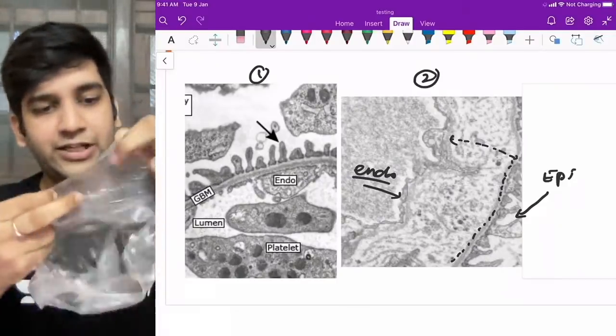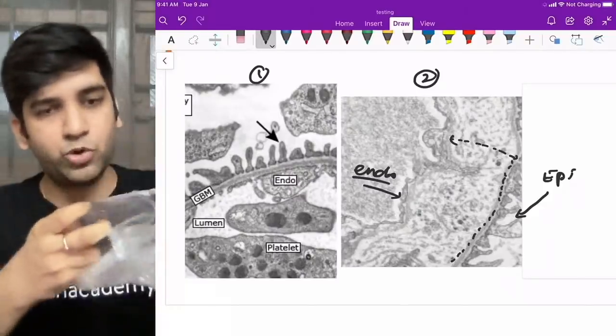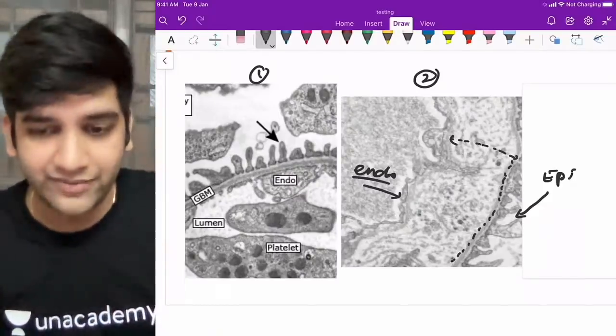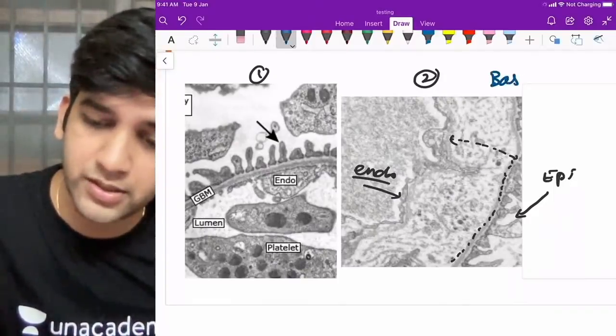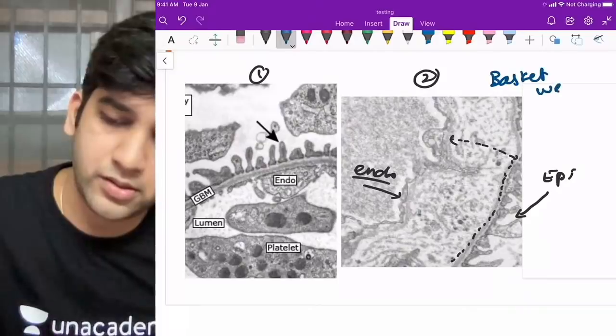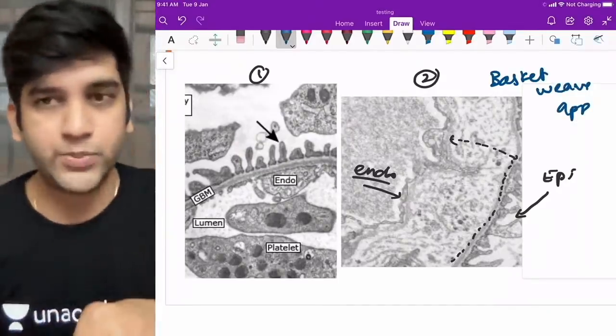Can I have tiny dots on this? Can I have dots on this? Because I'm stretching more and more, it will be dots. I'll have it. So this is how it looks. This is your which disease? Which disease? Your basket weave appearance, right?